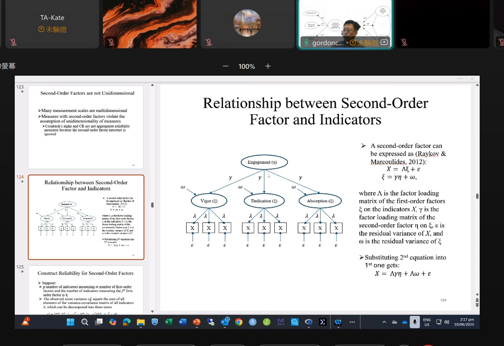That means we should not have a second order factor. It should not have dimensions. In this particular example, rigor, dedication, and absorption are unidimensional because they do not have dimensions under them. However, engagement is a second order factor. That means it has dimensions, and each dimension is measured with some items. Therefore, engagement is not unidimensional.